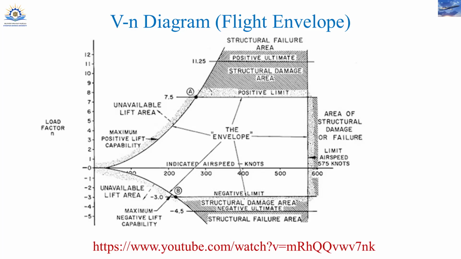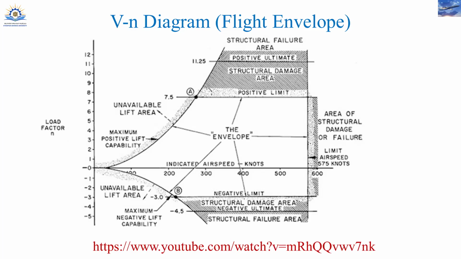This curve indicates the maximum positive lift capability. That is the relative stall speed. So the positive stall limit and negative stall limit are the stall limits. The aircraft should never exceed the maximum velocity, whether negative or positive. The maximum limit of speed is limited there.